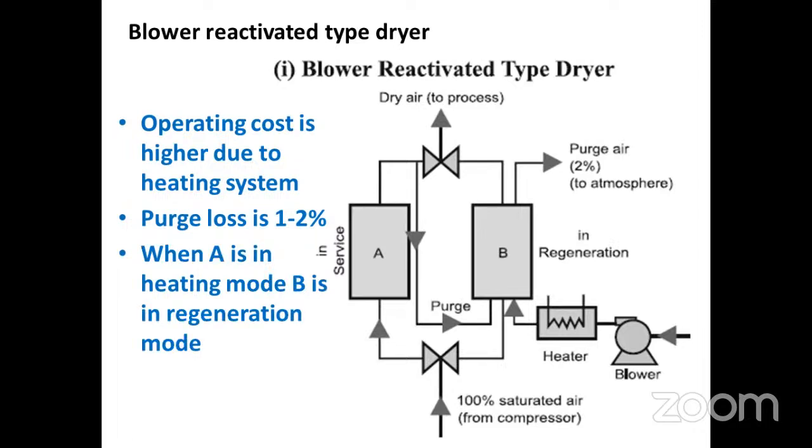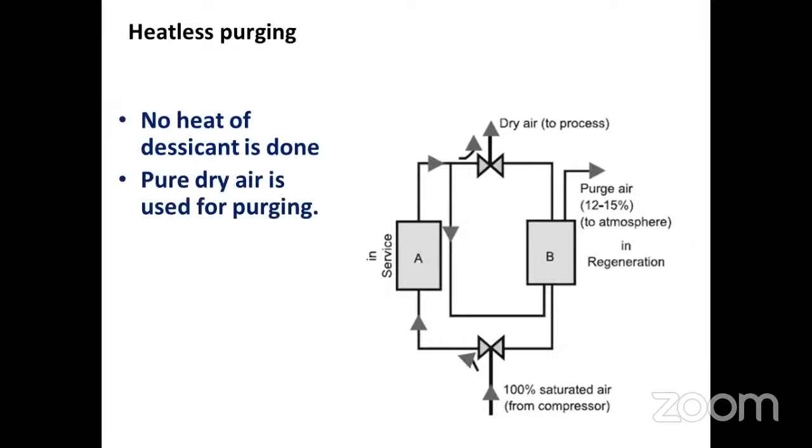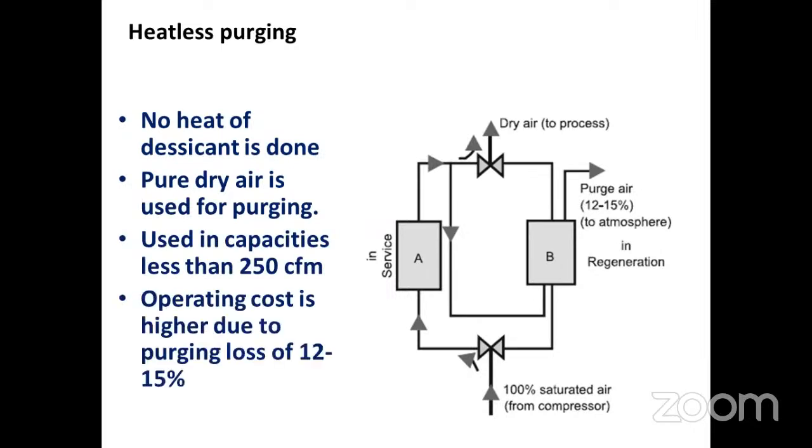When A is in heating mode, B is in regeneration mode. That's all. This one is heatless purging. In heatless purging, no heat is applied to the desiccant. Pure dry air is used for purging. For capacities less than 250 CFM, it is used, sir. But the operating cost is very high because the purging loss is 12 to 15%, unlike the previous one, which was 1.5% only.